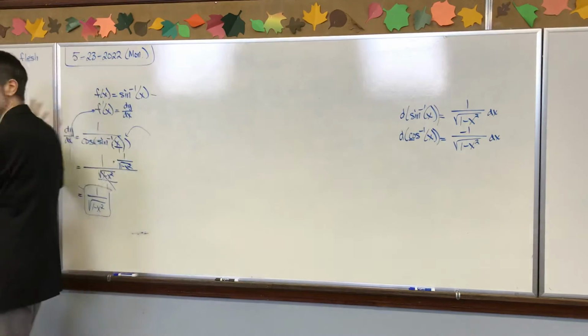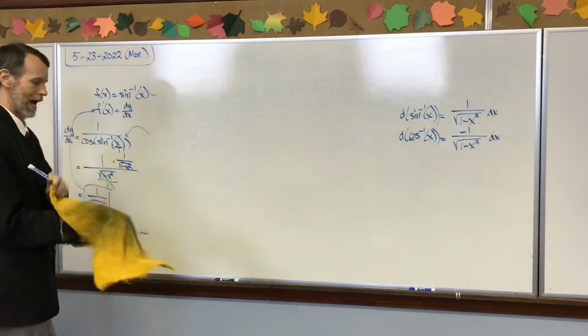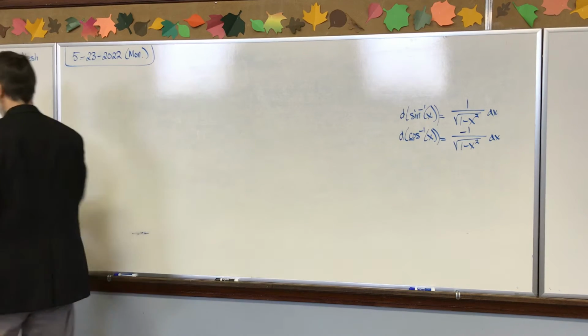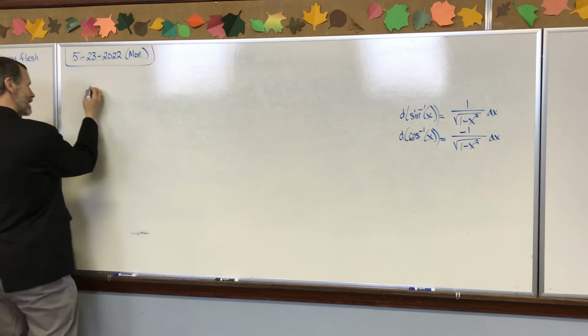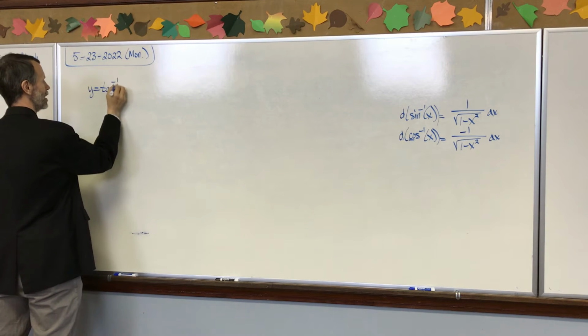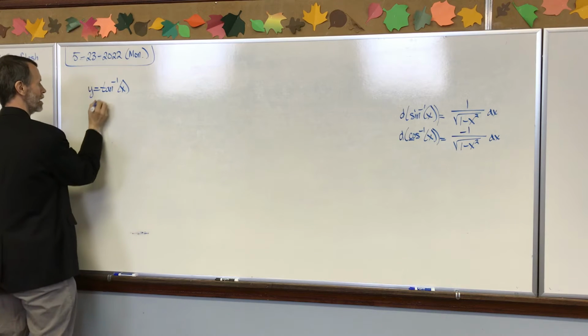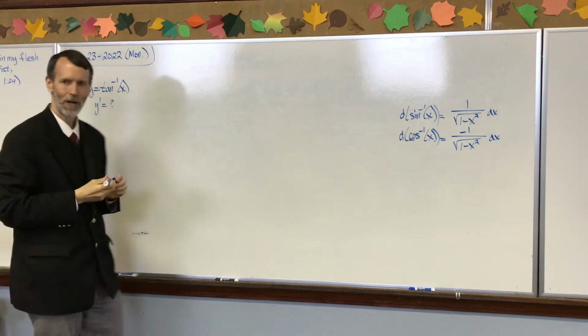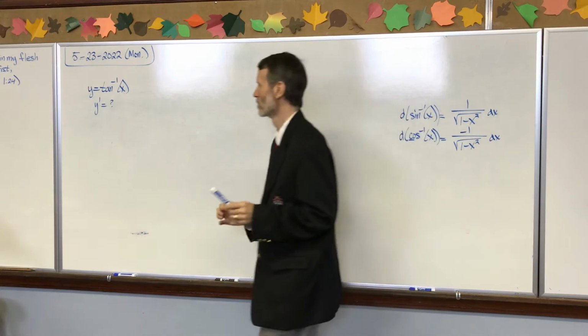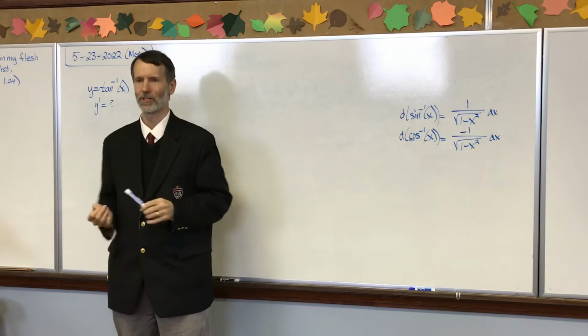Do it again, this one. Inverse sine. I want to do the exact same thing, and now that you've gotten a little more accomplished at it, we'll go faster. I want to take y equals the inverse tangent of x. Find y prime. Talk me through it. What do you do first?